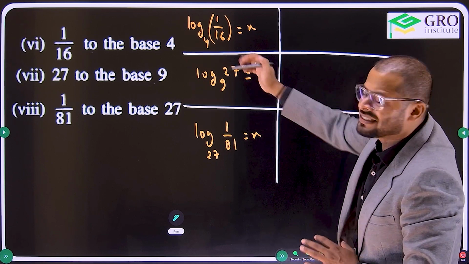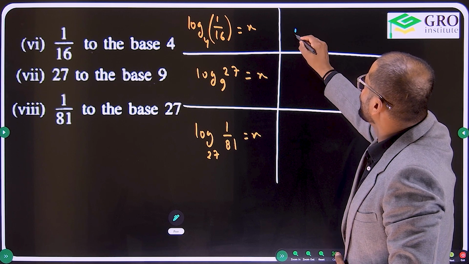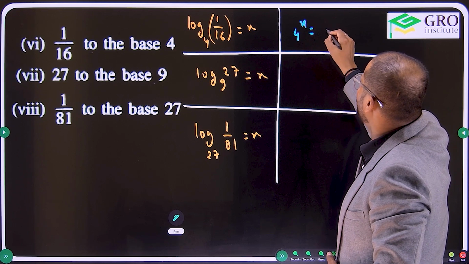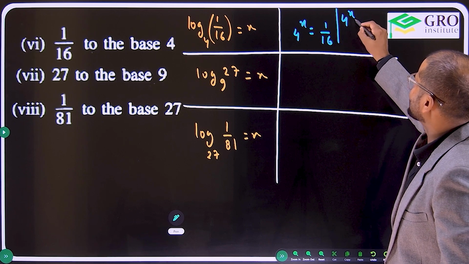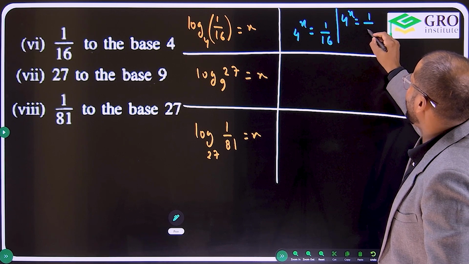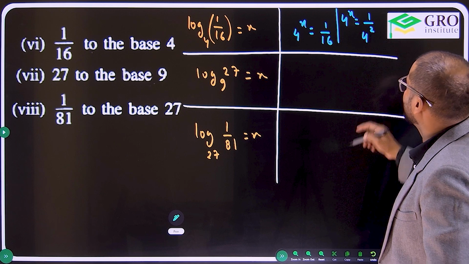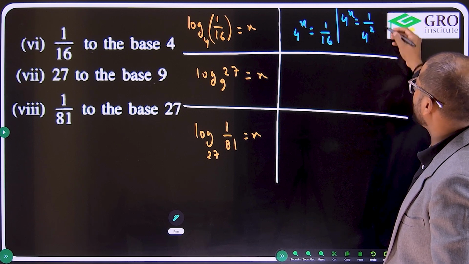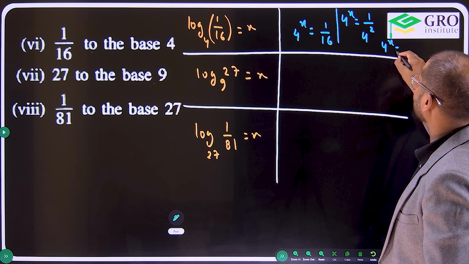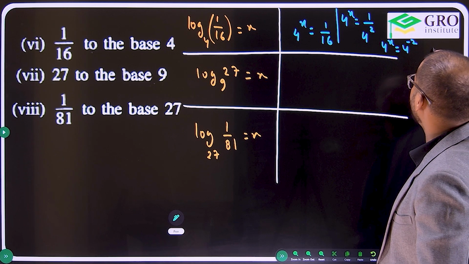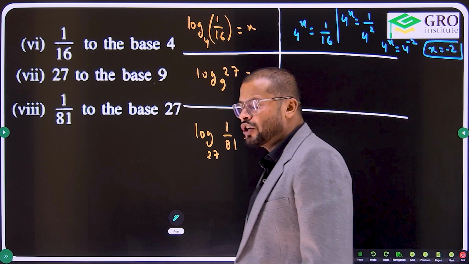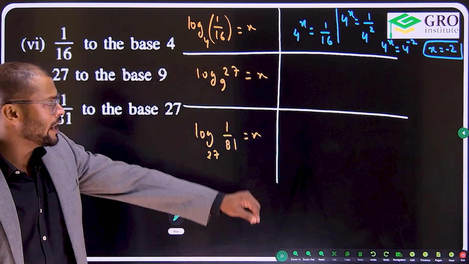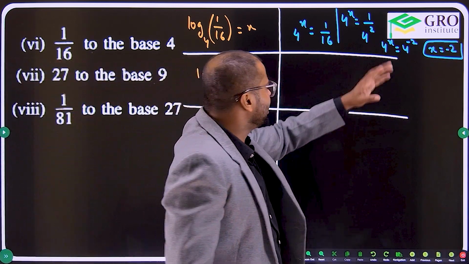Now base remains base. 4 to the power x is equal to 1 by 16, and over here 1 by 4 to the power 2 is written. This 4 jumps to the numerator. 4 to the power x is equal to 4 to the power minus 2, and your answer becomes x is equal to minus 2, right? Bases are same, powers are equal.